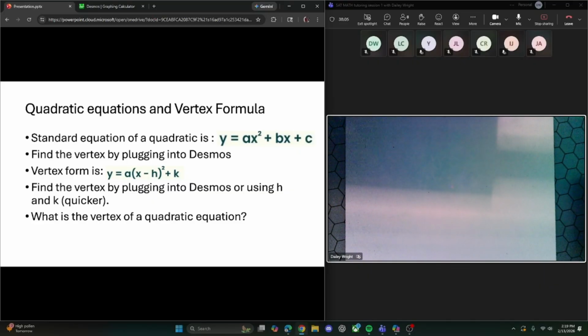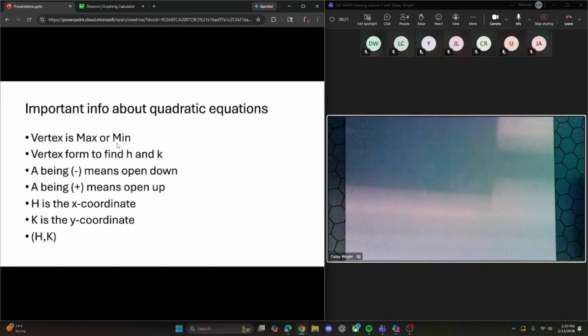And although you can do it while plugging into Desmos, I recommend remembering that, because from all the SATs I've taken, there's been at least one problem like that on each test. So it's a good time saver. And what is the vertex of a quadratic equation? We've gone over it a little bit here. This is some important information about them.